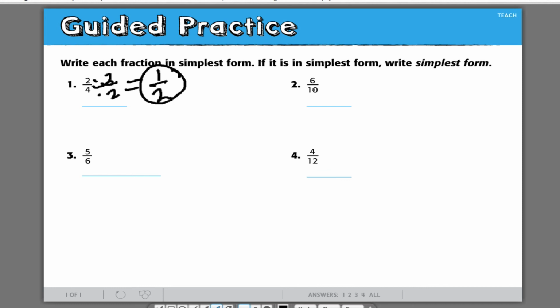In 6/10, I know that 2 goes into 6 and 10, and there's nothing bigger that goes into both of them, so once again we'll be dividing by 2/2. 6 divided by 2 is 3, and 10 divided by 2 is 5. So 3/5 is my simplest form. In 5/6, there's no numbers other than 1 that both go into 5 and 6, so it is already in simplest form.